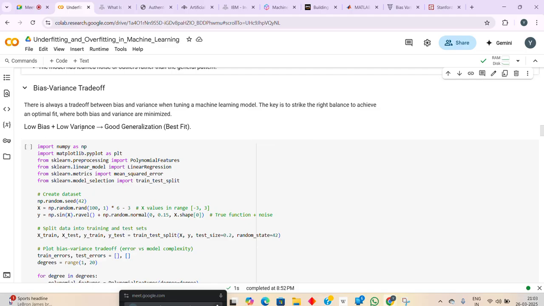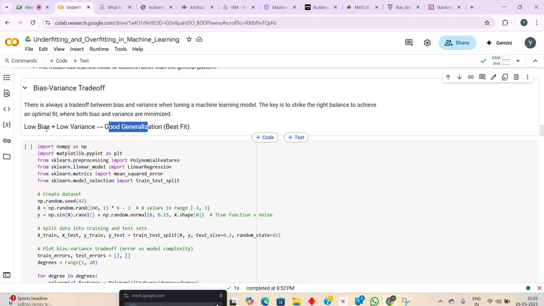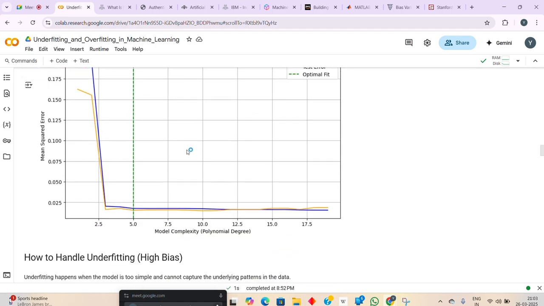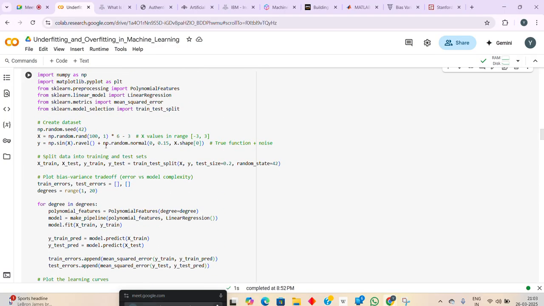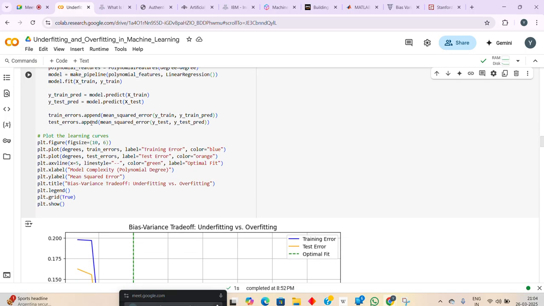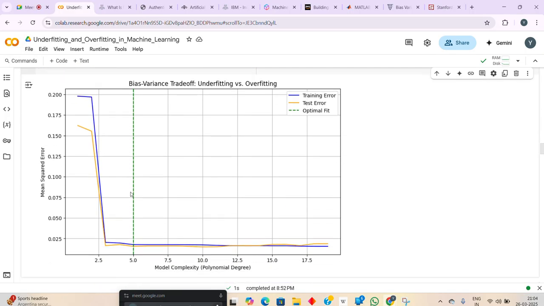Low bias plus low variance, that is what good generalization is. I already told you that you should have low bias and low variance, both should be less. That is the bias variance trade-off, the best fit line formulation. Let me consider a small example here. You can see this is a small plot, again some random values of x and some random values of y.